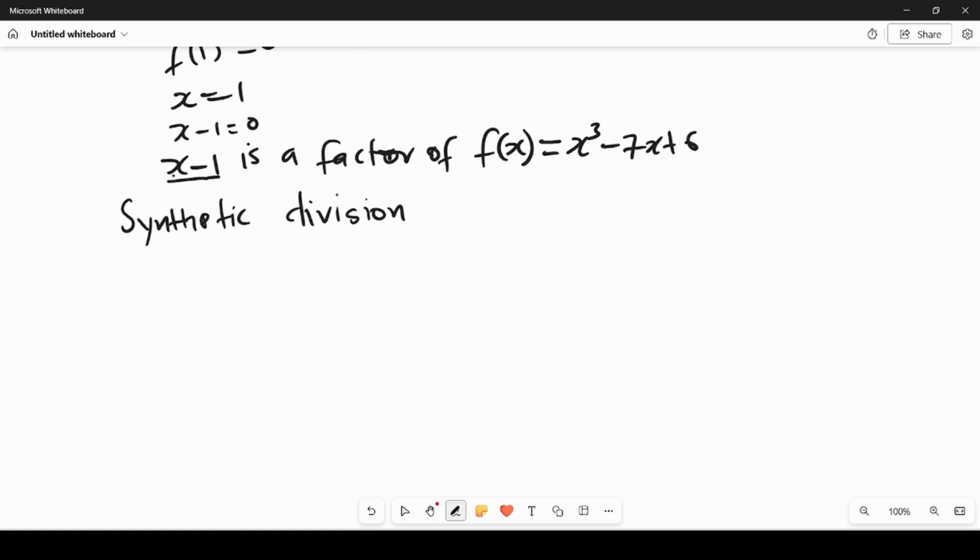Number one, first of all, you write your polynomial in descending powers of x. The highest power is x to the power 3. The second power here should be x to the power 2, but there's no x to the power 2 in the given function. So you write plus 0x to the power 2. Then x to the power 1 is given, minus 7x, plus the constant. Next you write the factor. For this factor, when x minus 1 is equal to 0, you get x is equal to 1.